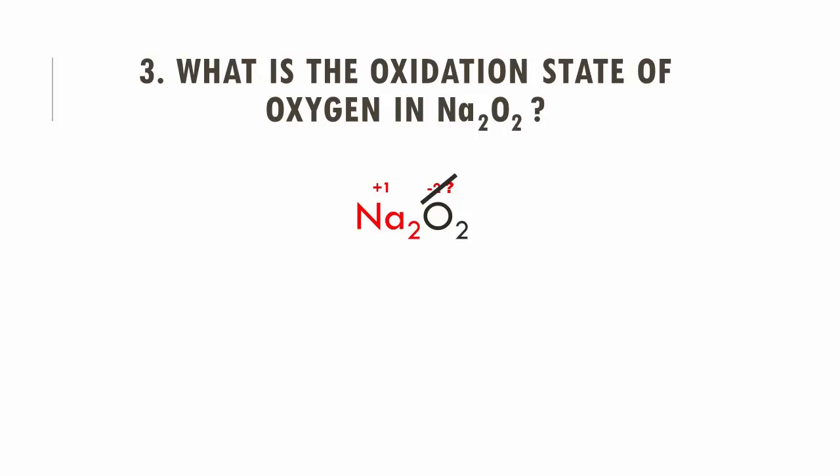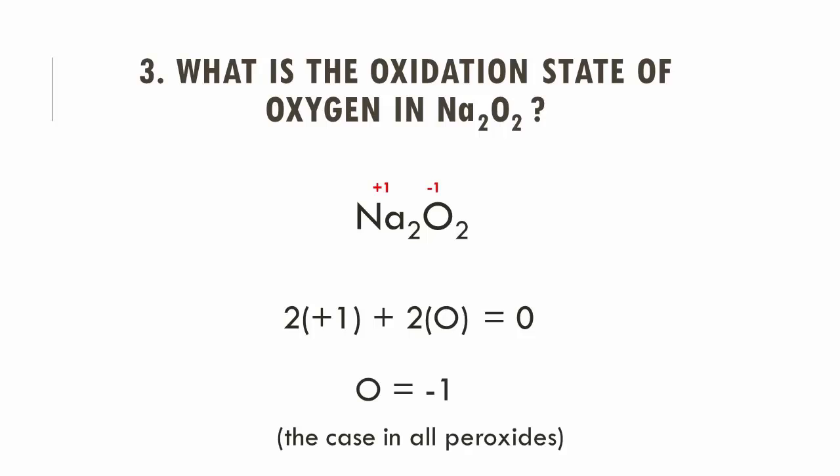We know for sure that sodium always has an oxidation state of +1 no matter what, so we have 2 times +1 for sodium. Then we can put oxygen as our unknown value, even though we already know that it will have an oxidation state of -1 for oxygen in a peroxide. Don't forget to divide by 2, since we have 2 oxygen atoms in our compound, both having the same oxidation state.